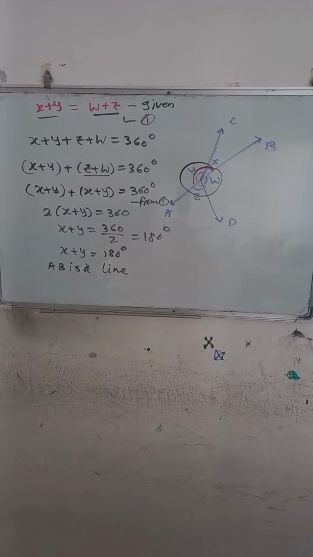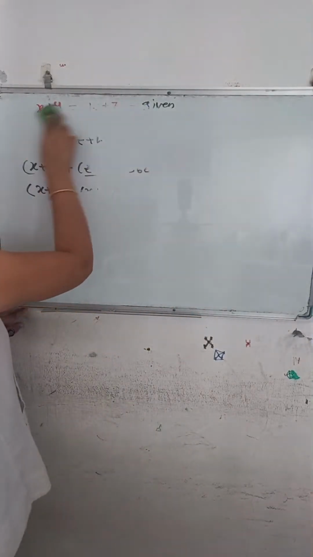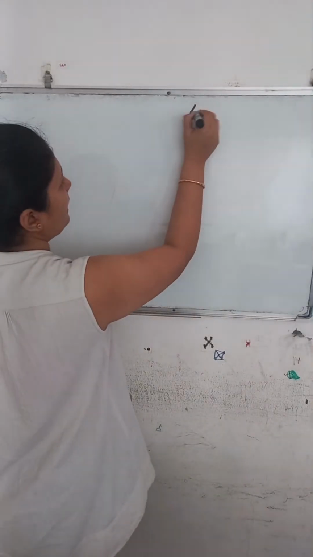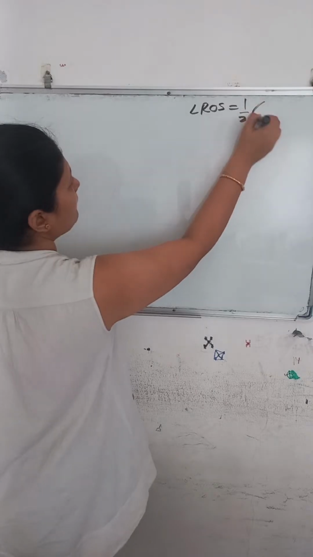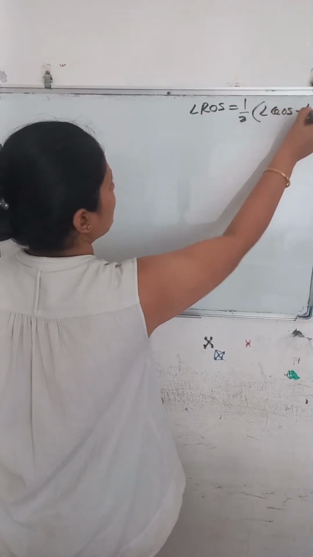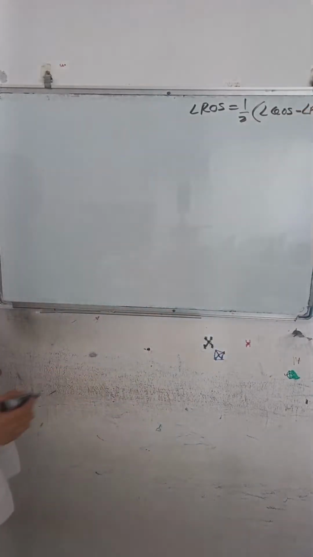Prove that angle ROS is equal to half inside the bracket. Here they are asking us to prove angle ROS is equal to half of angle QOS minus angle POS. Okay, and the diagram is given here.